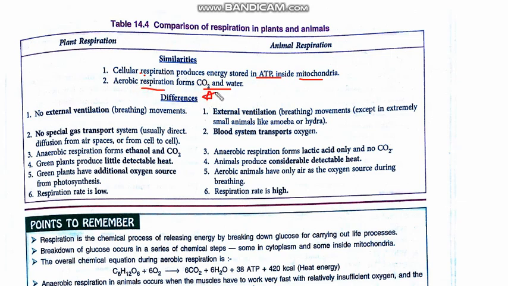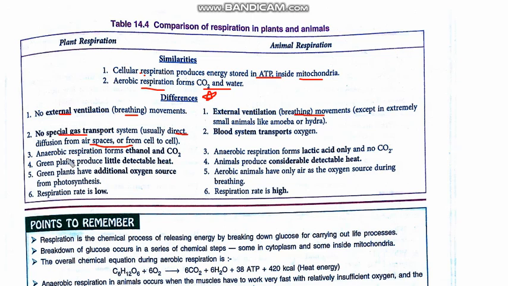What are the differences? In plants there is no external ventilation, meaning no breathing movements, but in animals breathing movements are there. No special gas transport, like in our animals or in our human beings, a blood system is there. Blood is there that is transporting the oxygen to the body parts. But in plant respiration there is no special gas transport system, and there is usually direct diffusion from air spaces or from cell to cell.